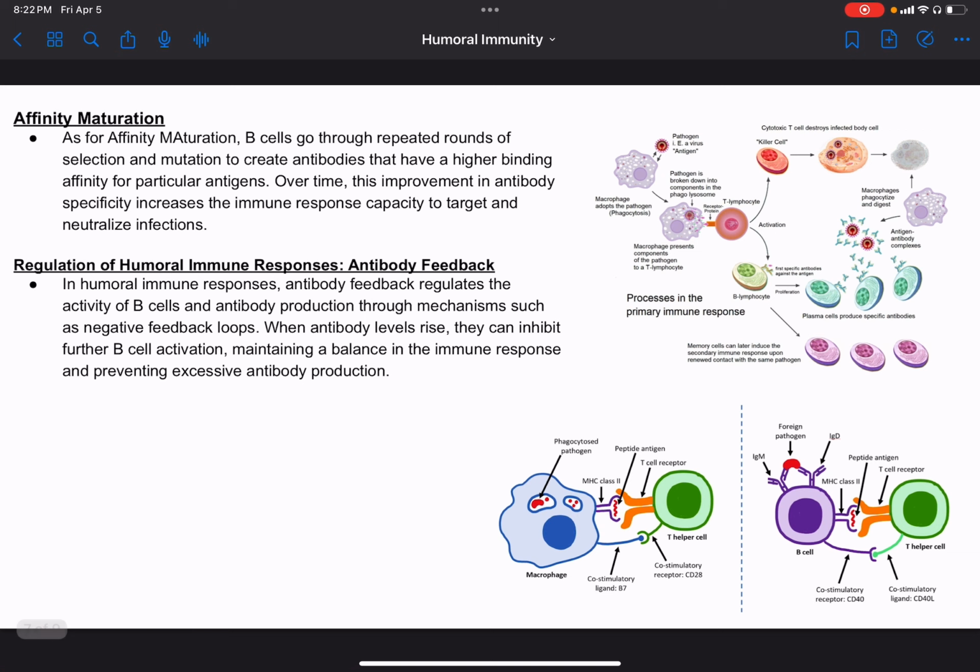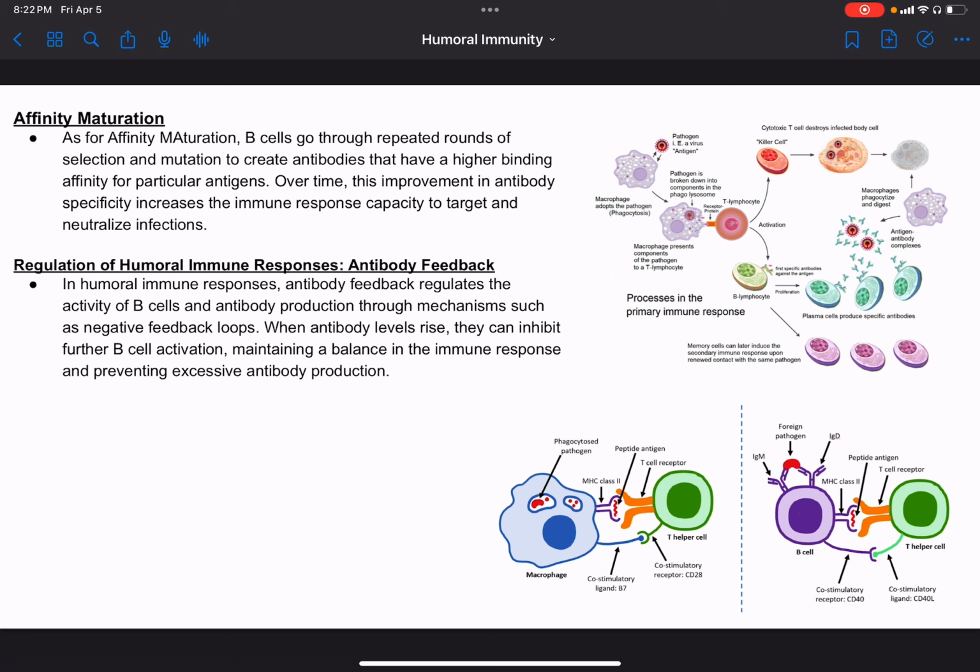As for affinity maturation, B cells go through repeated rounds of selection and maturation to create antibodies that have a higher binding affinity for particular antigens. Over time, this improvement in antibody specificity increases the immune response capacity to target and neutralize infections.